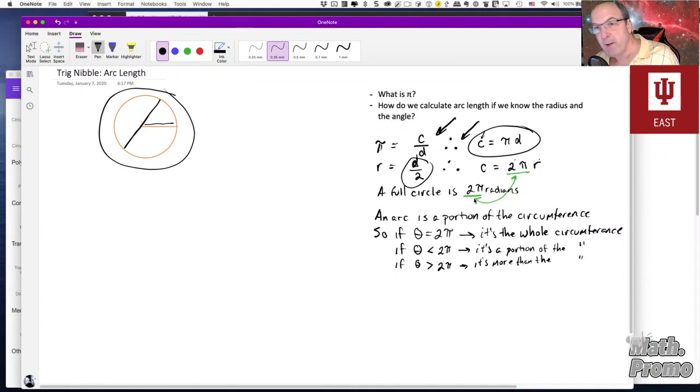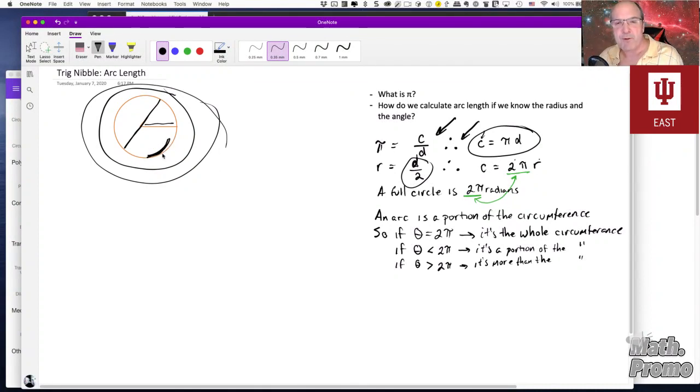If you've got 2 pi radians, then you've got a whole circle, which means you have the whole circumference. So if theta, which we're going to call your angle, is 2 pi, then it's your whole circumference. If theta is less than 2 pi, it's an arc on your circle, some portion of it. And if it's greater than 2 pi, you go more than once around, so you'll have an arc that is greater than the circumference of the circle.